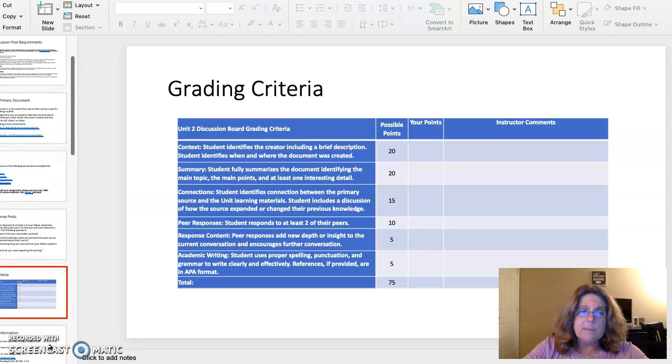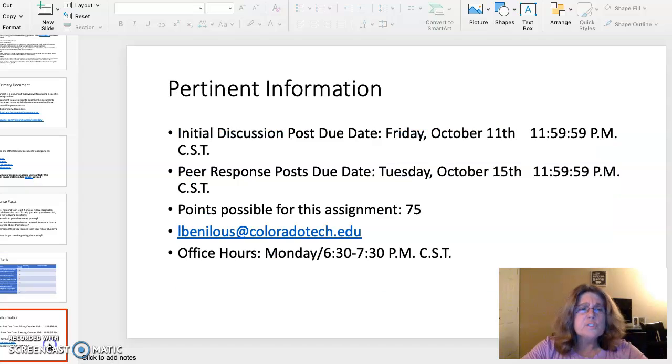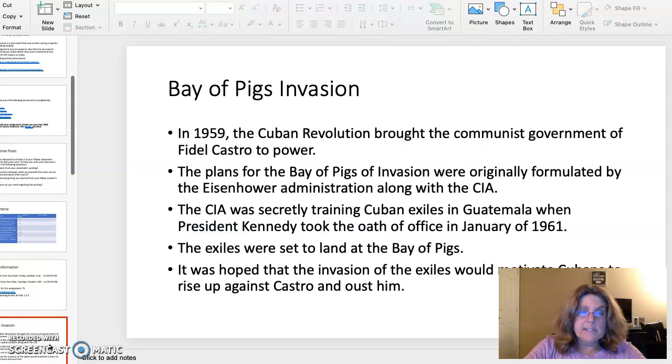Keep this basically in your mind as a blueprint for when you are constructing this assignment. Okay, so again, to review, your initial discussion board post is due Friday, October 11th by 11:59 p.m. Central Standard Time. Your peer response posts are due October 15th by 11:59 p.m. Central Standard Time. You can always email me at lbenelocaro@tech.edu if you have any questions. Message me through CTU Messenger. I'm here for you.